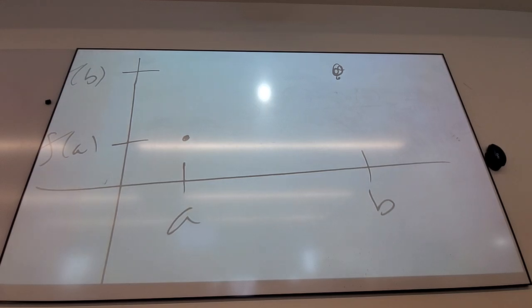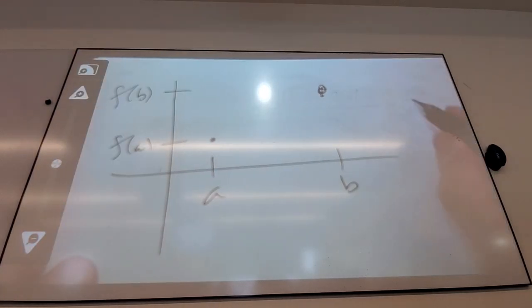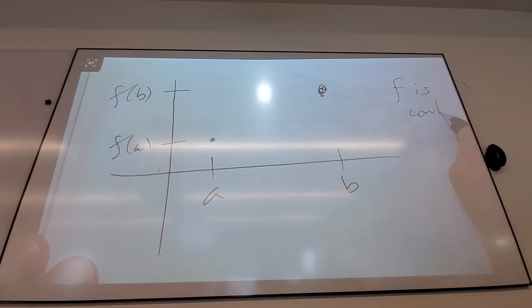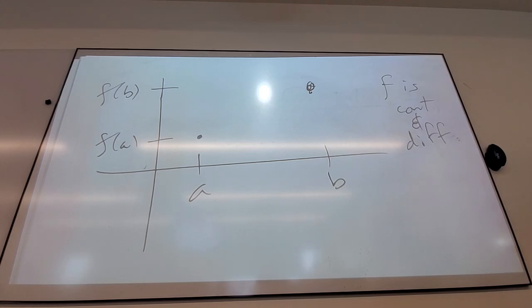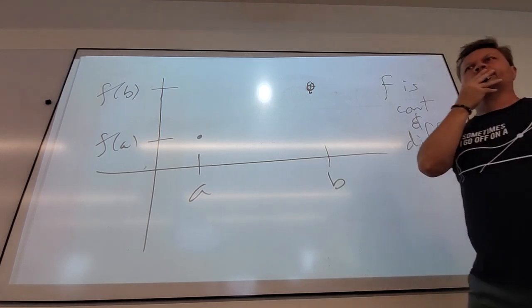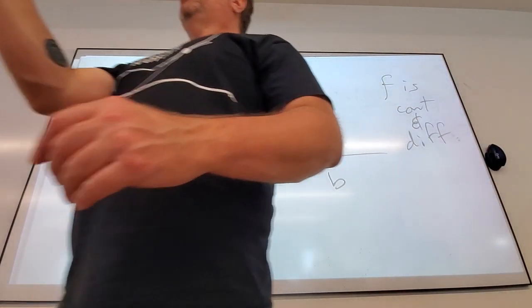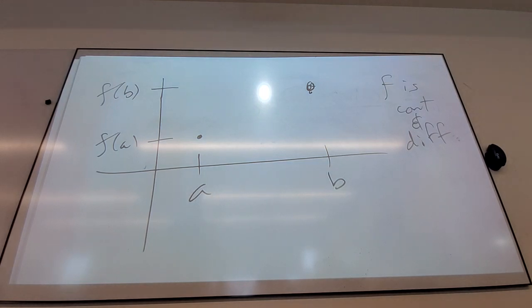One key thing I must tell you is that f is continuous and differentiable on the interval a to b. That really restricts things quite a bit. So it's continuous, so it can't teleport, and it's differentiable, so it can't have a kink in it, or do any of the other weird stuff. So it's going to be well behaved.